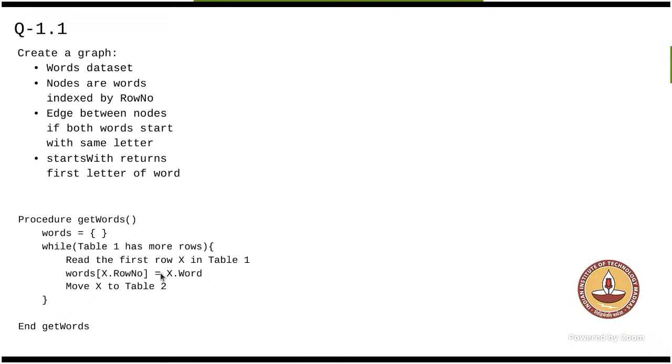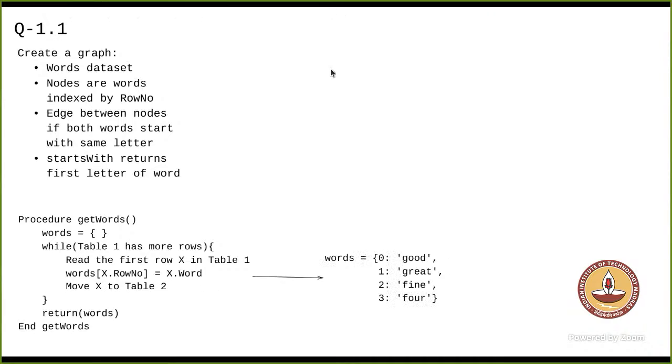To return the first letter of the word, you could have as well written it as starts with of x dot word, right? So that also makes sense. It's just a different way of doing it, so you could do that also. Now you return the words, so you have a dictionary of words indexed by the sequence number. So let's say it's a very simple data set. It need not be the same data set. So some very simplistic data set: 0 is good, 1 is great, 2 is fine, 3 is for.